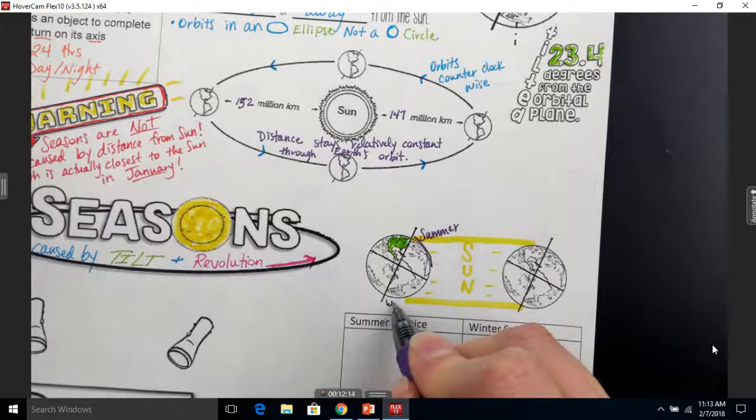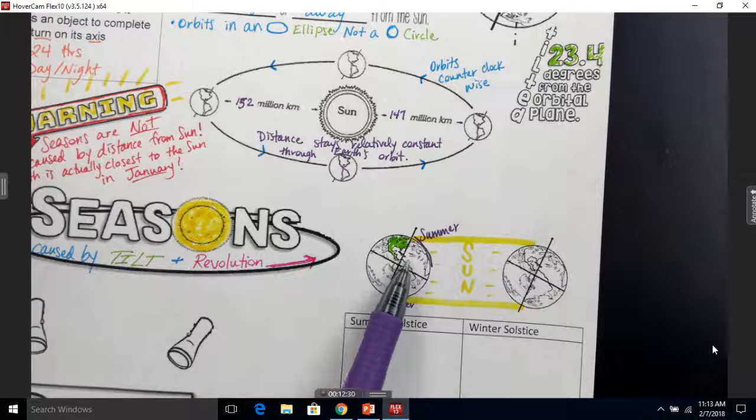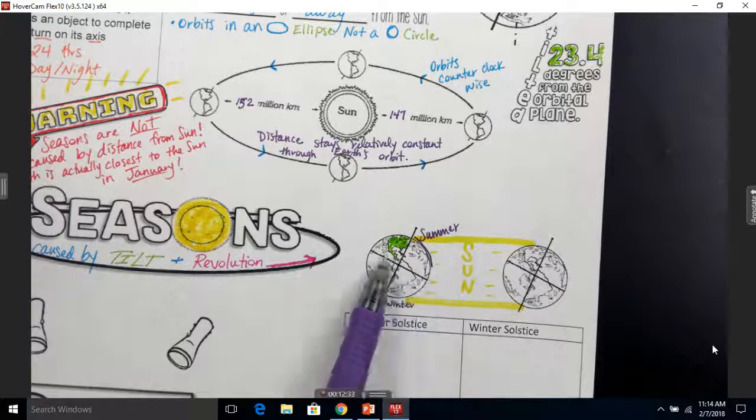So that's why Alaska's so cold, because that's the farthest. No. Well, it's by halves. In this case, everybody on the top half is having summer. Everybody on the bottom half is having winter.